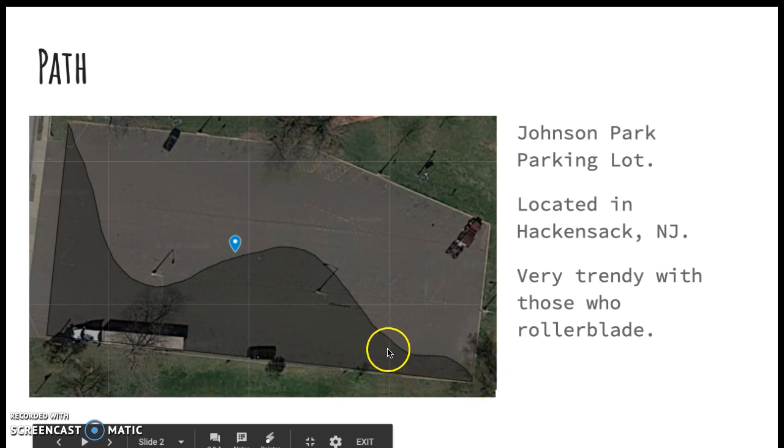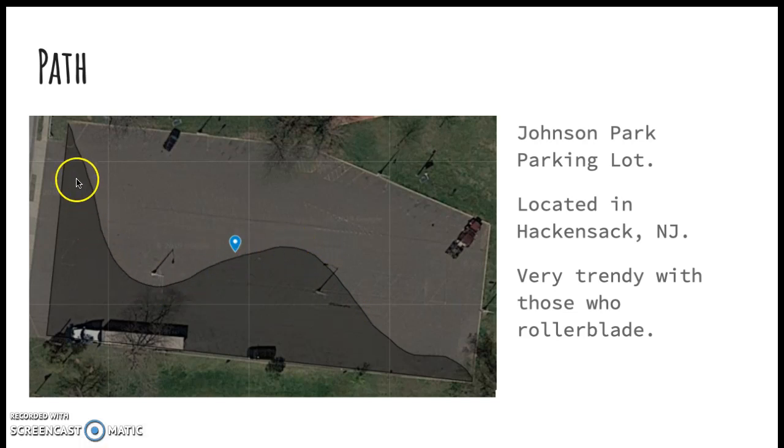Then they would basically try to go over or around the first pole, then under and around the second pole, and all the way up to a corner of the parking lot. Then they would just come back to the beginning and start again.